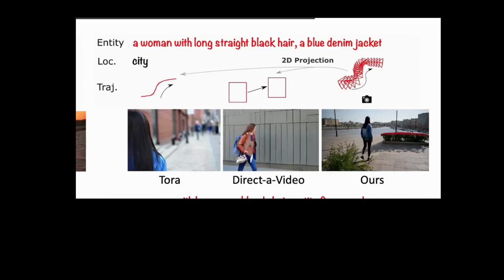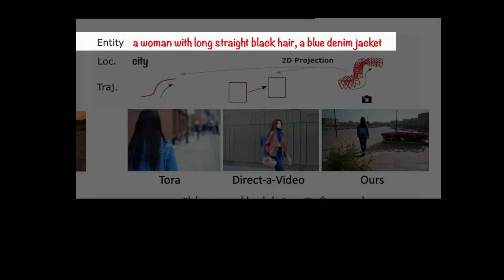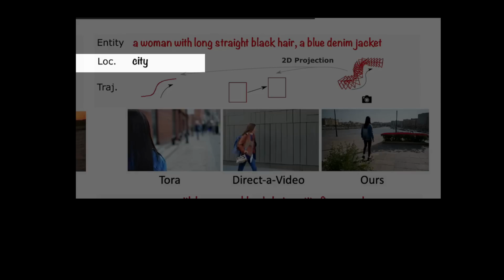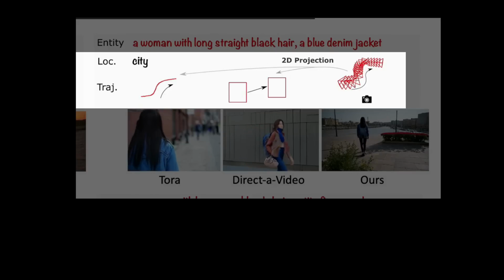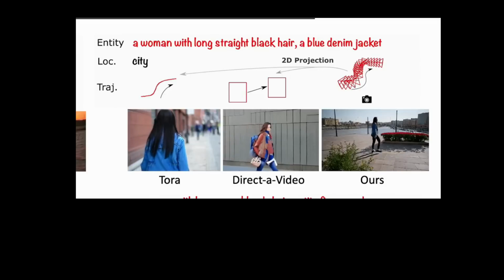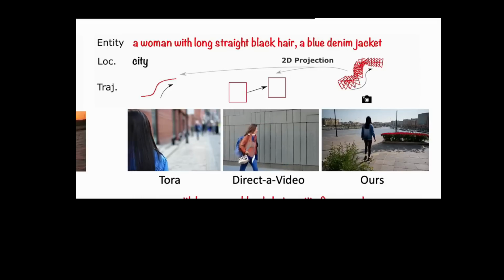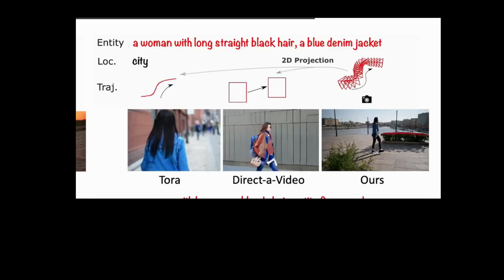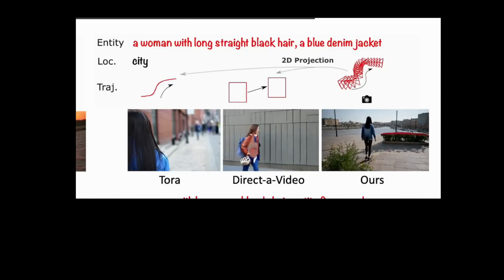Here's another example. If the prompt is a woman with long straight black hair, a blue denim jacket in the city, and then if we add this trajectory, note that none of the other competitors, Dora or direct-to-video, could actually get the woman walking specifically along that trajectory. But this new AI was able to handle it really well.